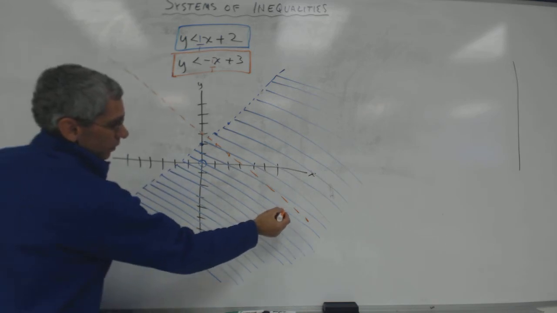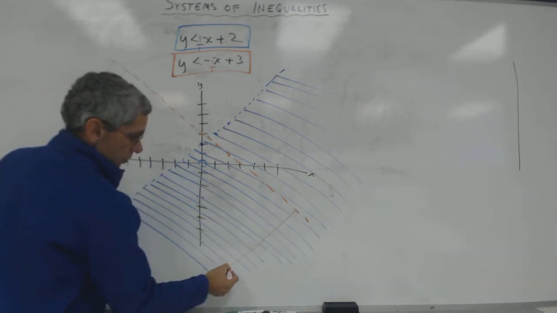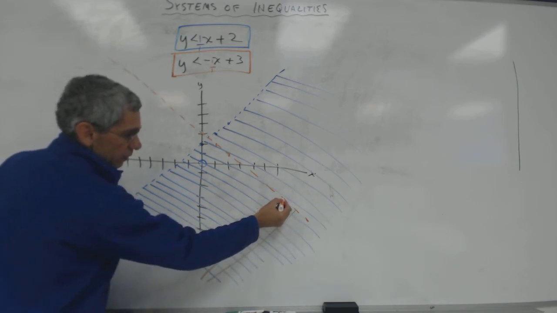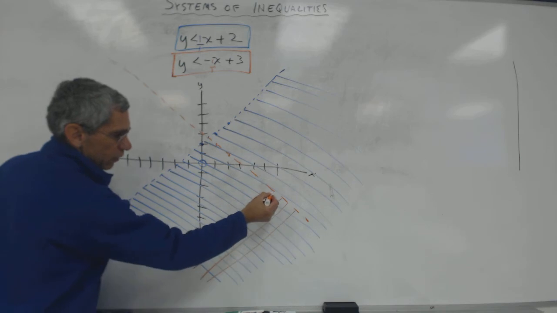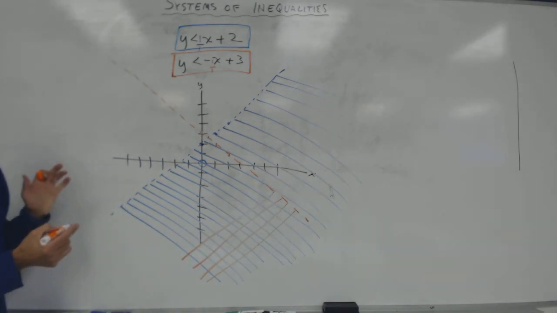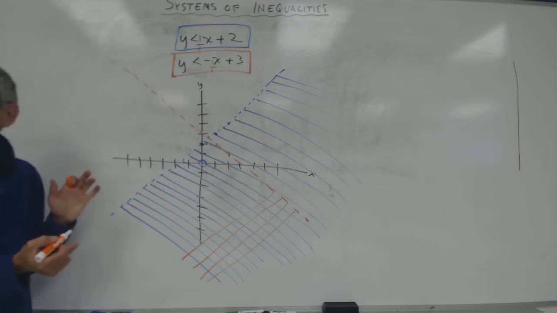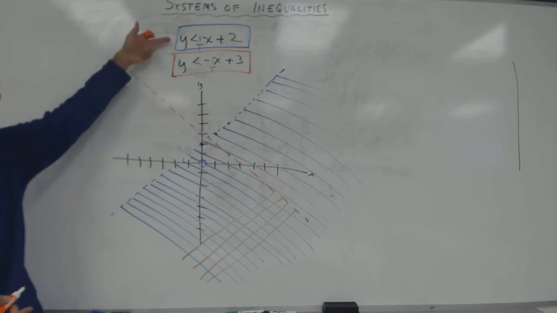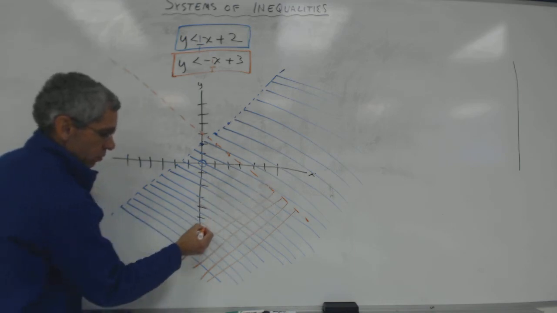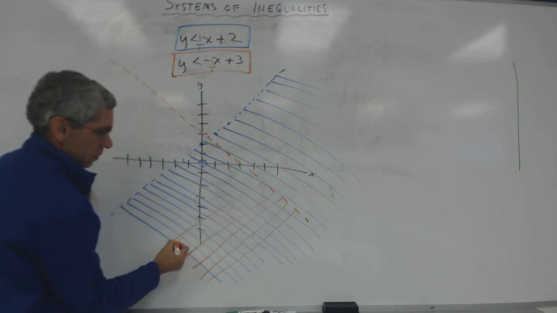Now, look at this. See how these are crisscrossing? The shading, wherever you have that crisscross, is part of the solution to the system. It's sort of like the "and" problems, right? Then would you erase all the other stuff?